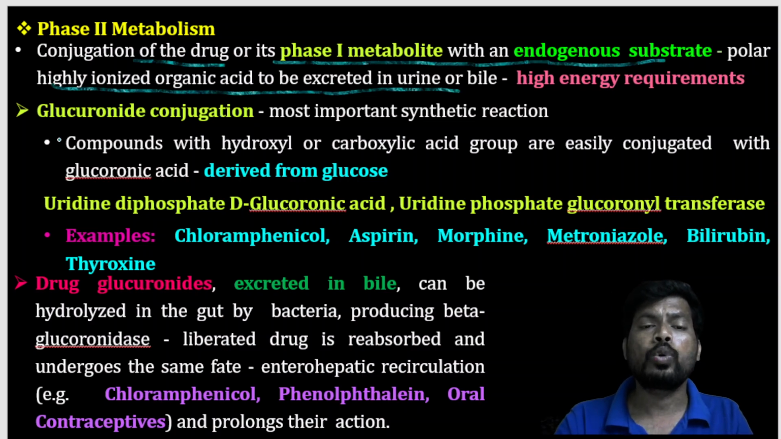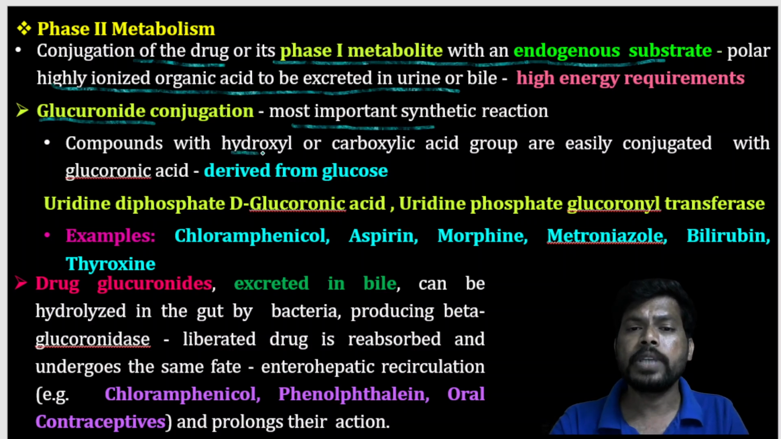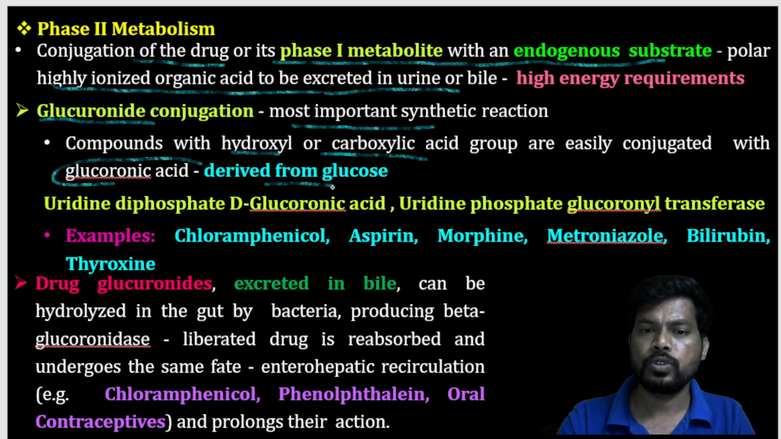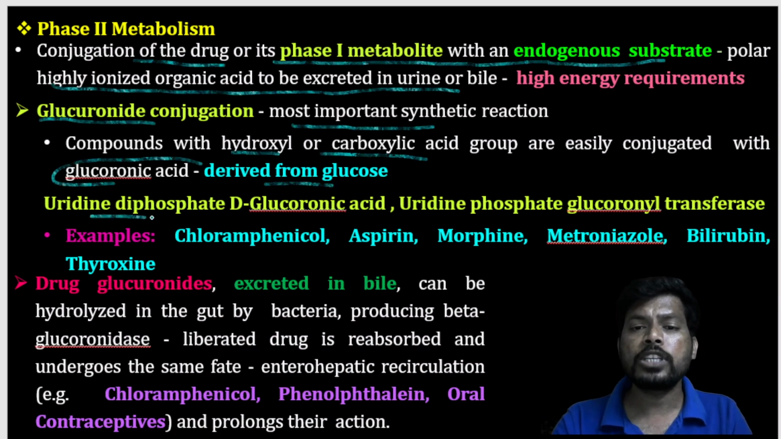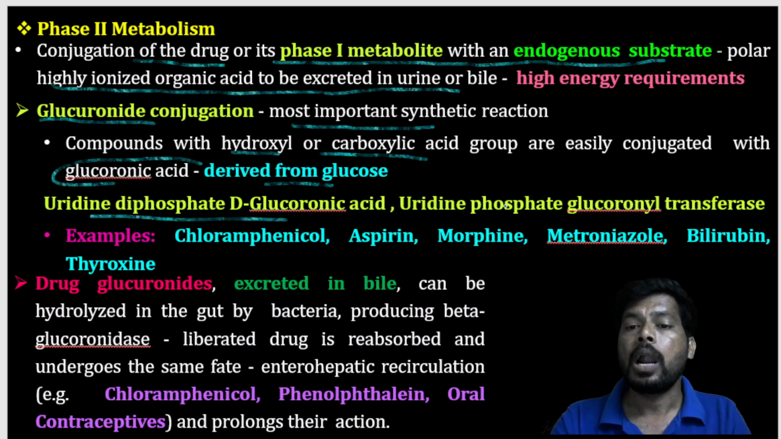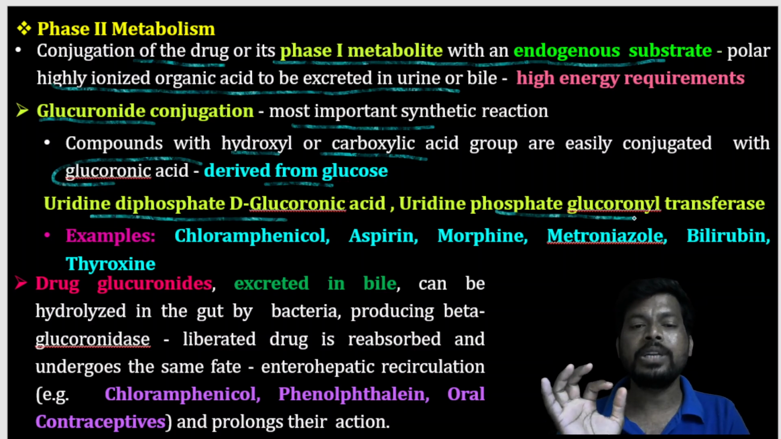Next, glucuronide conjugation. Glucuronidation conjugation is the most important synthetic reaction. Compounds with a hydroxyl or carboxylic acid group are easily conjugated with glucuronic acid, which is derived from glucose. Here, uridine diphosphate glucuronic acid is a cofactor for this glucuronidation, and uridine diphosphate glucuronyl transferase is the enzyme that catalyzes the glucuronide conjugation reaction.